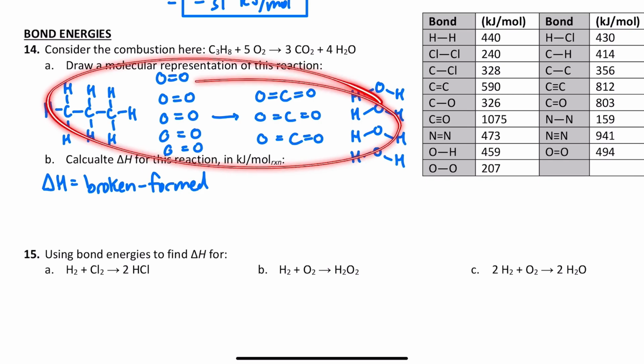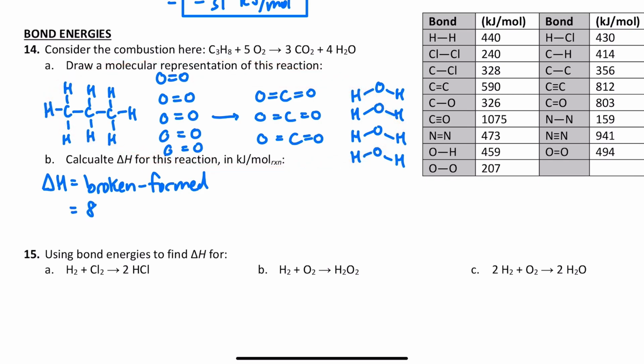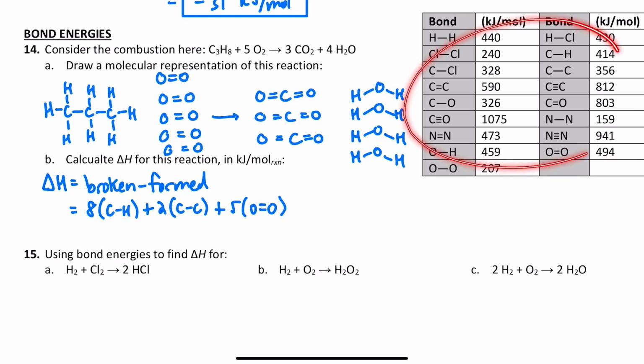So for this example, we have 8 CH bonds, if you just count how many of these bonds we broke in the starting materials. We also have 2 CC bonds, almost forgot those, in the propane molecule. And then we have 5 oxygen-oxygen double bonds. And we have all those values over here on the right. Now, what did we form?